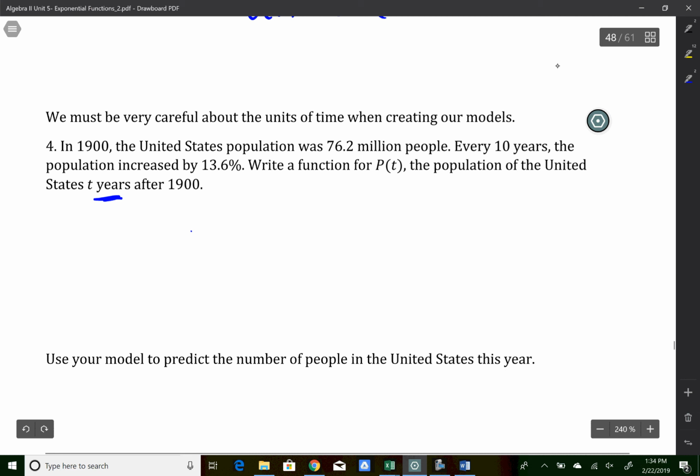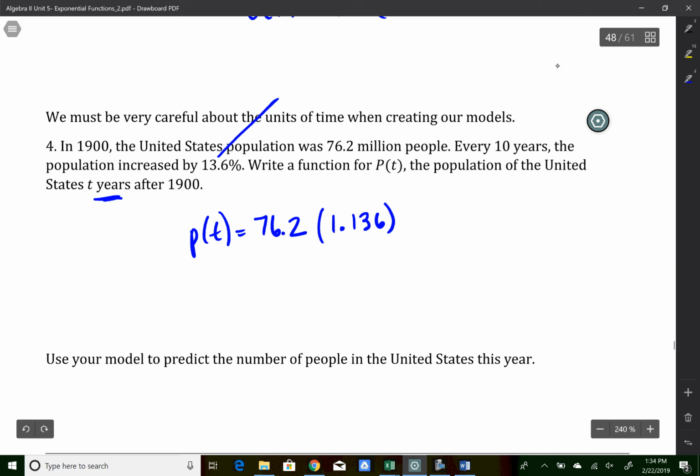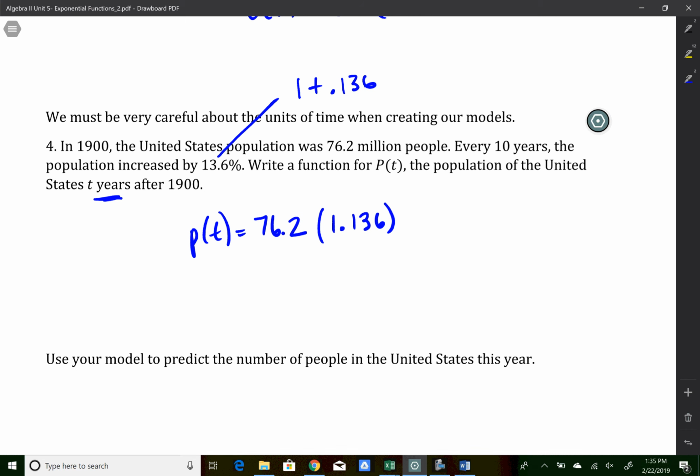So P of T is equal to the initial amount of people, 76.2 million. I don't have to write it all out as million people, just know that your answer is in terms of million people. Then we can say 1.136, taking 1 plus 0.136. That's where that parenthesis came from. Nothing there is different. What is different is our exponent. Our exponent has to represent the number of years that we have divided by 10. Why divided by 10?